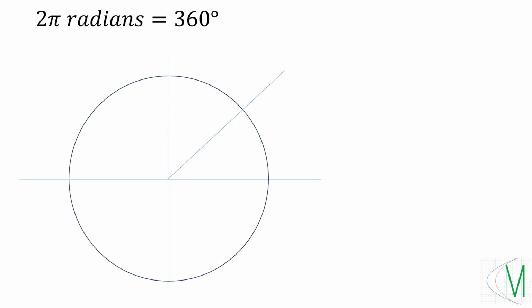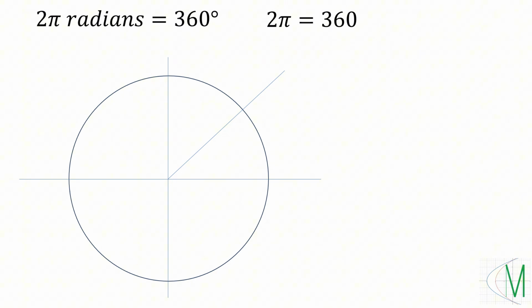Okay, so just to make this easier to see, I'm going to get rid of these units. I'm going to get rid of where it says radians and the degree symbol. I'm going to keep saying it so that it's easier to follow. So what this tells me is that 2 pi is the same as 360 degrees. So 2 pi radians is the same as 360 degrees.